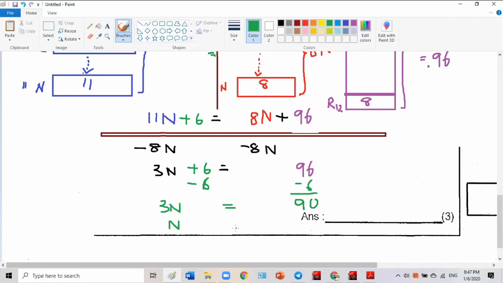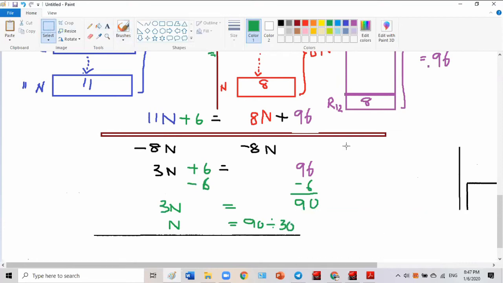N is the number of rows. Just 90 divided by 3, which is equal to 30. Yes, 30 rows there, so n is equal to 30.